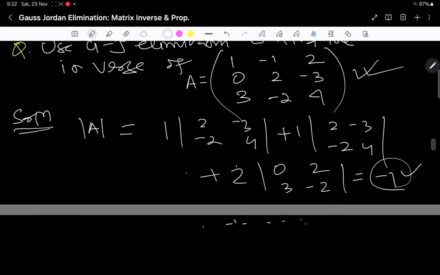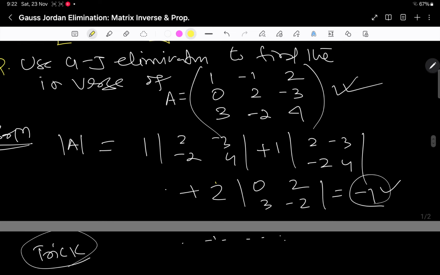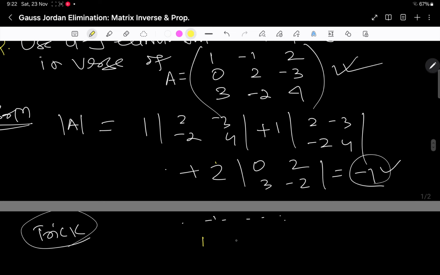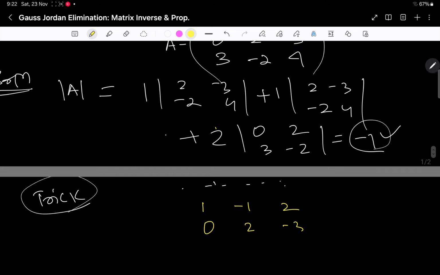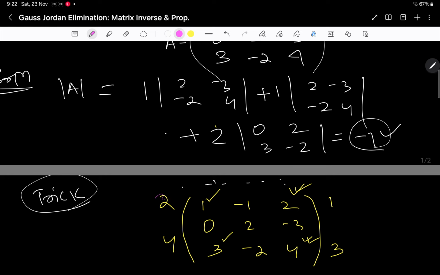I am telling you a trick to find the determinant to save your time. You are given 1 minus 1 2, 0 2 minus 3, 3 minus 2 4, and then repeat the first columns: 3 minus 2 4. How do you find the determinant of the matrix? You just write this 1 and 3 here, and this 2 and 4 here, and you just multiply it in this way.